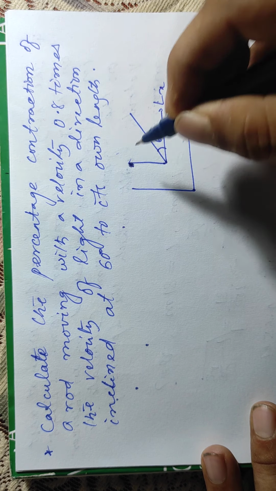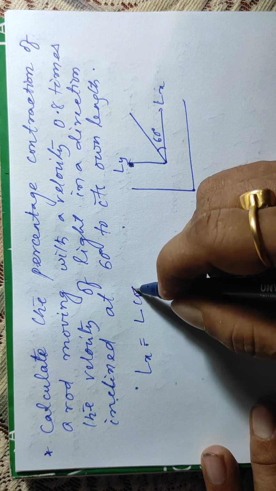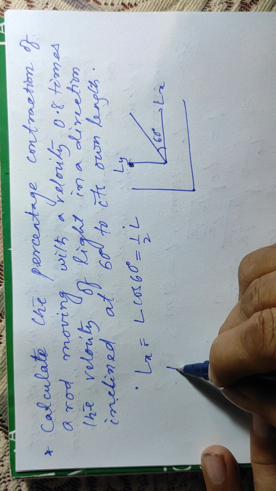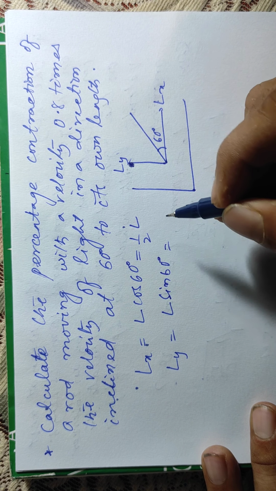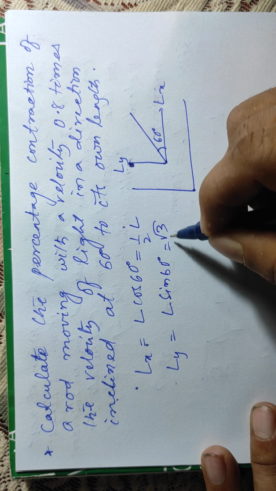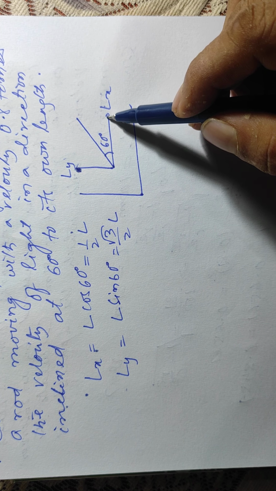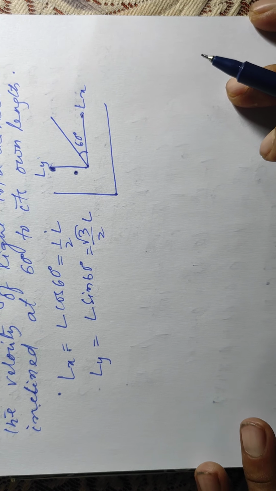So let this one be Lx, this one be Ly. So Lx is equal to L into cos 60 degree. It is equal to half L, because cos 60 is half, and Ly is equal to L sin 60 degree. Sin 60 is root 3 by 2, so root 3 by 2 L. Clear? But here the contraction appears only along Lx. There is no contraction along Ly. Clear? So there will be a decrease in the component Lx. There is no change along Ly.